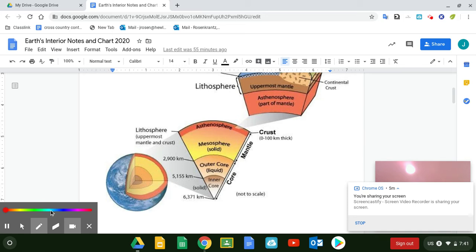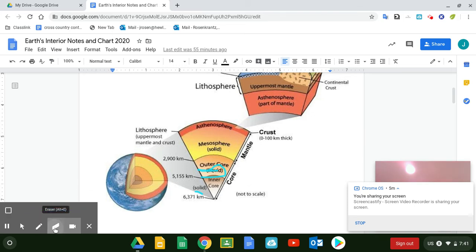Getting used to this thing. See right here? It says liquid. I just crossed it out. Wonderful. And then down here, it's inner core, and it says solid. Okay? So the outer core is liquid, and then the inner core is solid.